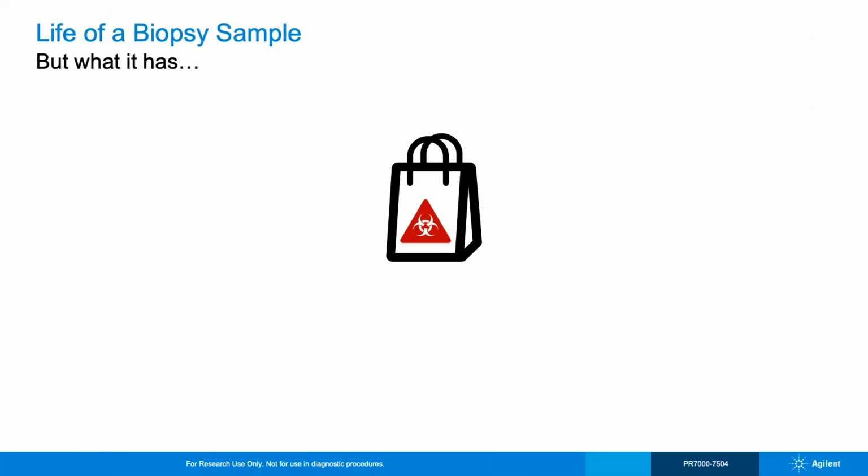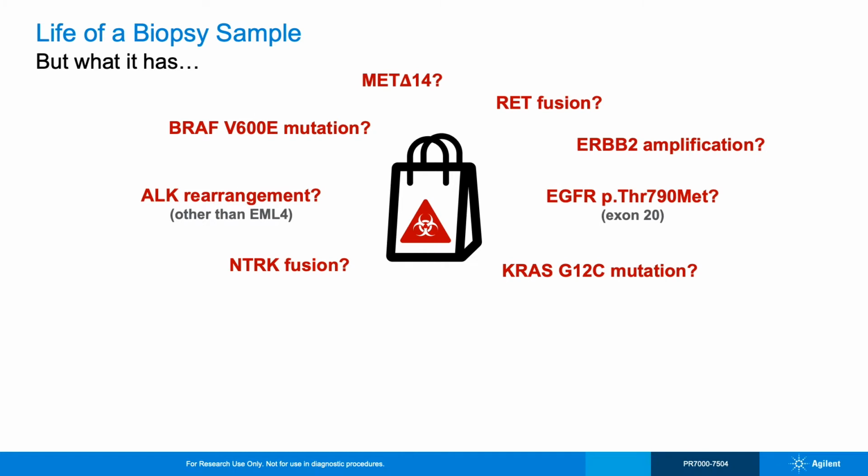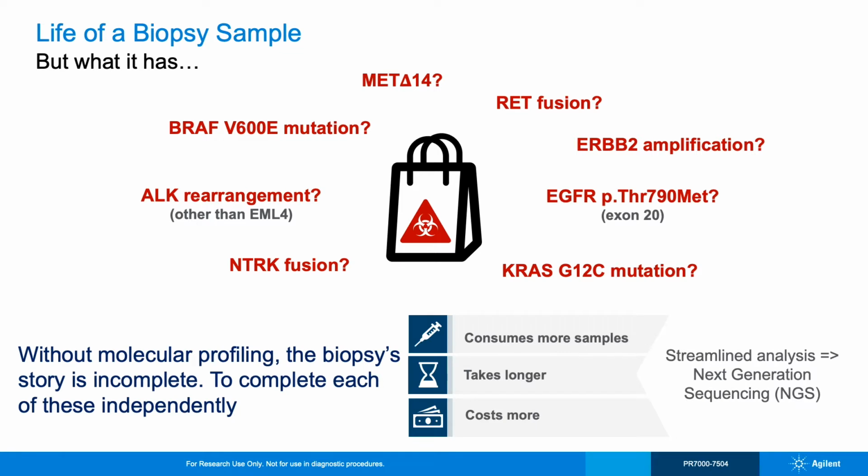Without molecular profiling, this biopsy story would stop here. But what if there was more information that this biopsy can tell us? Could it have a mutation, a rearrangement, or a copy number change? One could perform tests to look at each of these possibilities, but this consumes more of the precious sample, takes time, and costs money for each test. Next-generation sequencing, or NGS, can streamline this process.